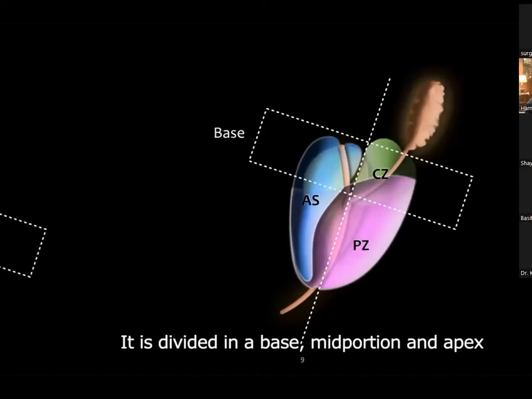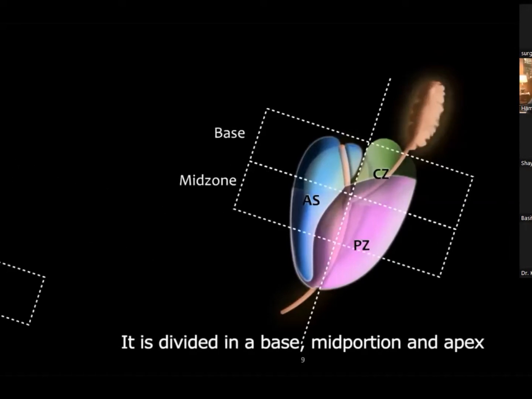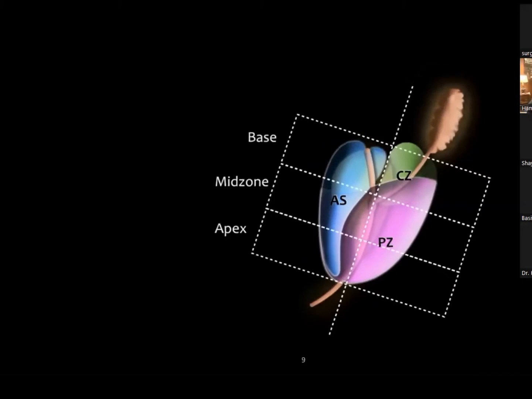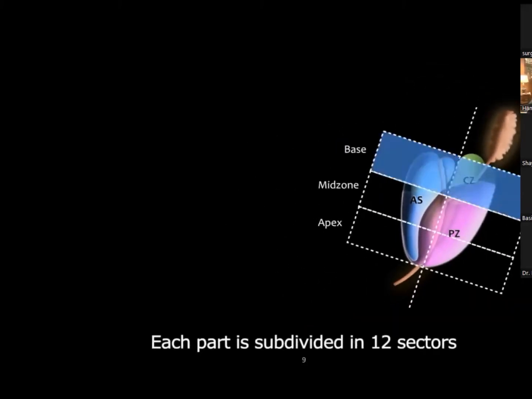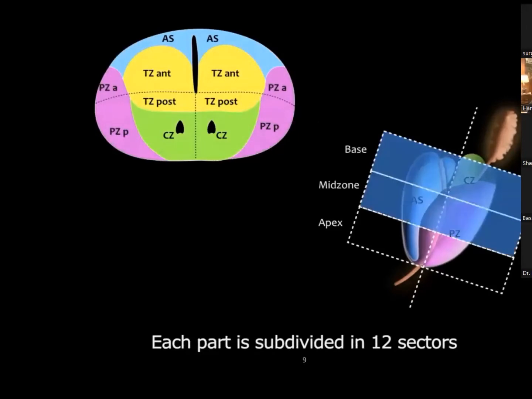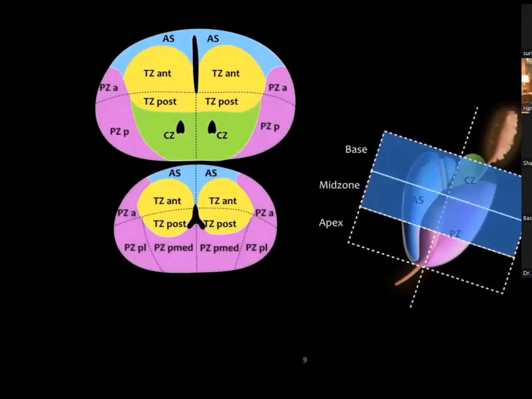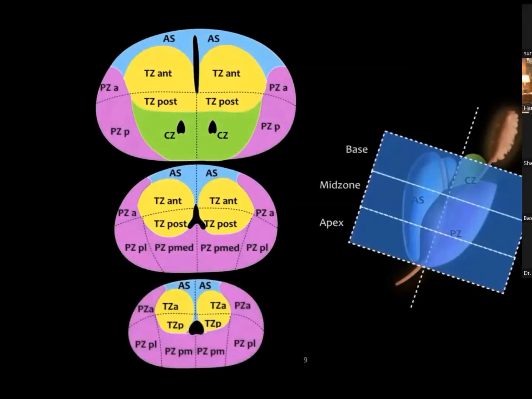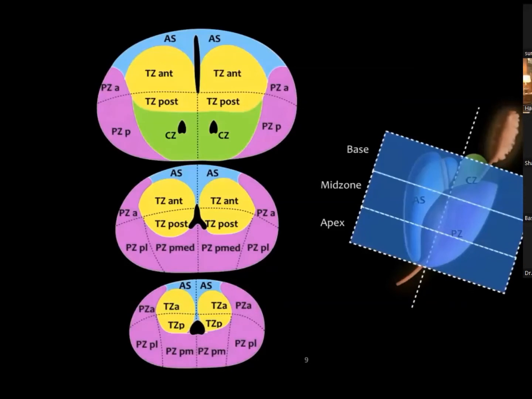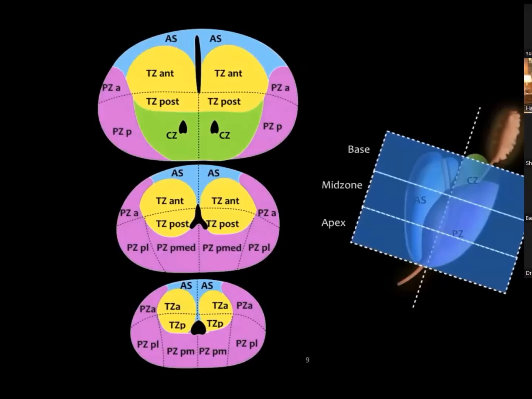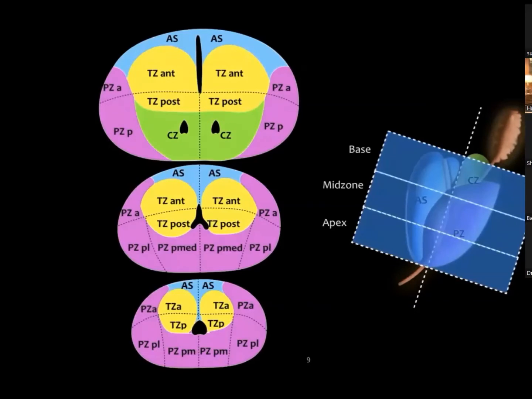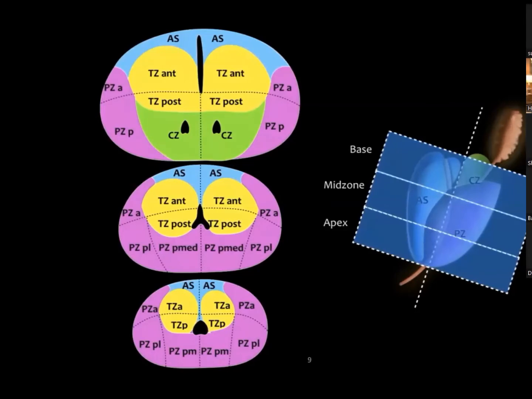You can divide the prostate into base, which is close to the bladder, the mid zone, and the apex. Each part is then subdivided into various subzones. As you can see, the prostate is not a geometrical structure, so the representation of various zones in the base, mid zone, and apex is unequal. Some parts have a greater share of peripheral zone, some parts have a greater share of the other zones. So this is an important point to remember.